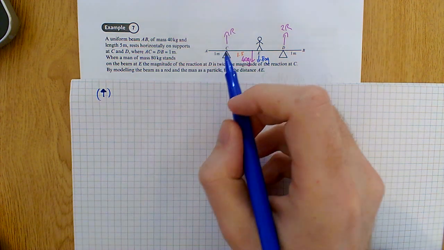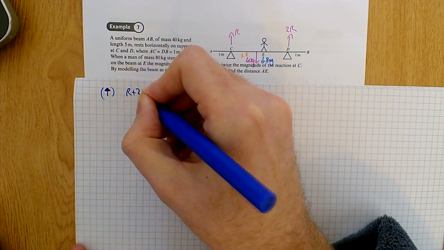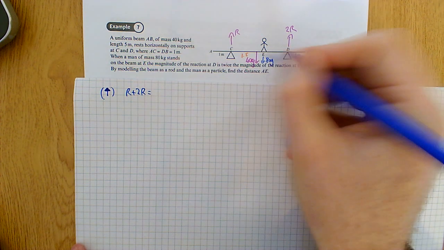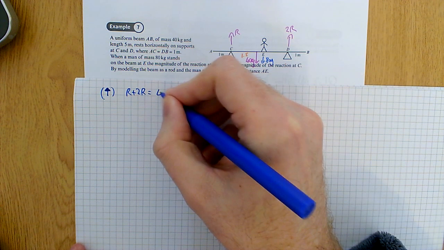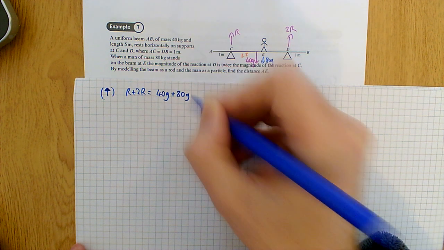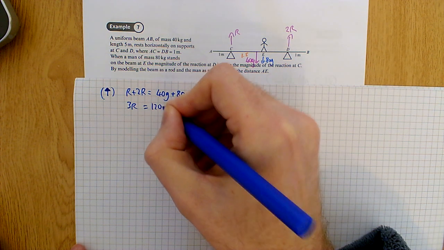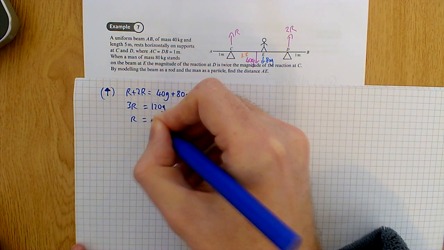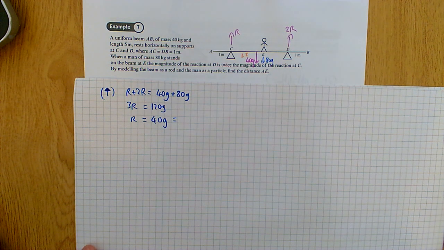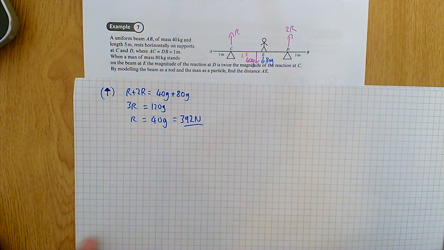So the two forces pushing up, stopping the beam from falling, are R and 2R. And the two forces pushing it down, causing the beam to have some difficulties, are the 40G, which is the weight of the beam itself, and the weight of this man, which is 80G. So actually we have got that 3R is 120G, which gives us that R is equal to 40G. Or if you're desperate, you can times that by 9.8 to find out that it would be 392 newtons.